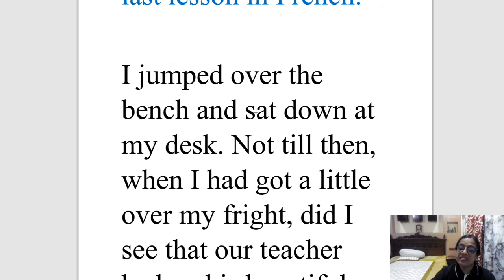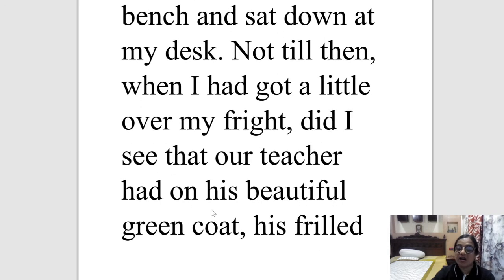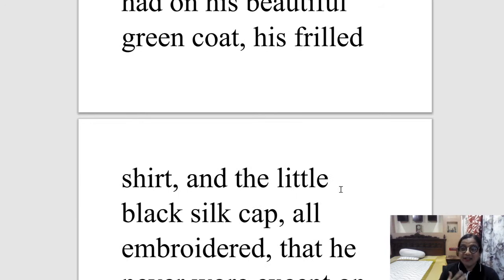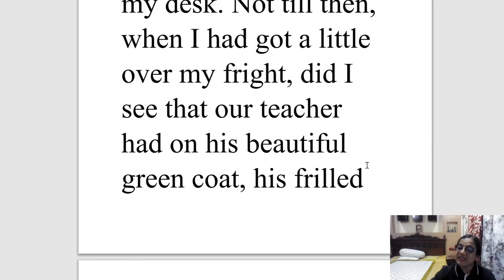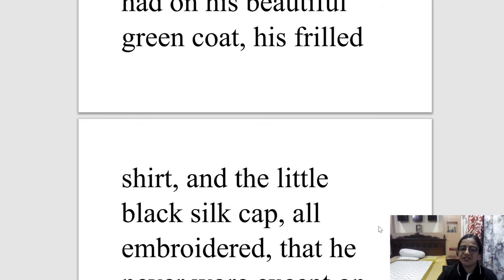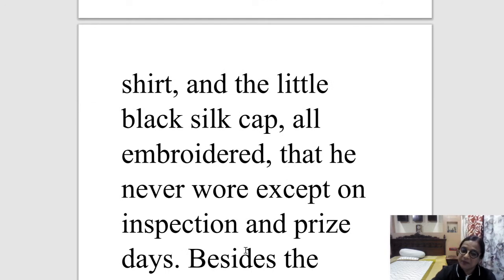Okay, now you see. I jumped over the bench and sat down at my desk. Not till then, when I had got a little over my fright, did I see that our teacher had on his beautiful green coat, his frilled shirt, and the little black silk cap. Now, when he sat and was a little calmed and comfortable there, then he saw that the teacher, M. Hamill, was also wearing a very nice dress. He was wearing a dress which he used to wear on Sundays for the Mass. I hope you know, when people go to church, they wear their dress properly on Sundays and go for the Mass. So, what he was wearing, students, just see, he was wearing his beautiful green coat, his frilled shirt, and the little black silk cap, all embroidered, that he never wore except on inspection and prize days.